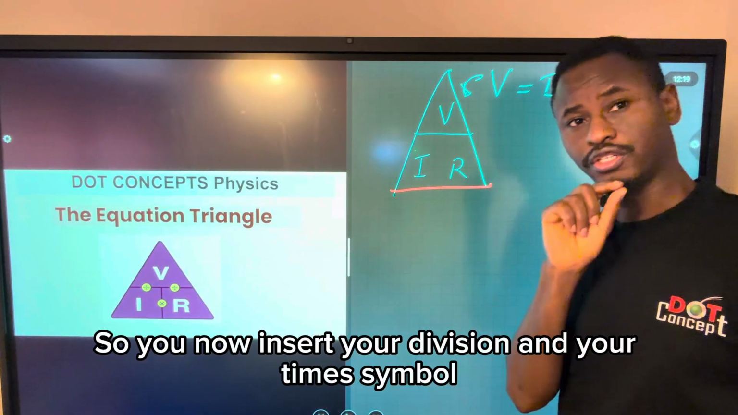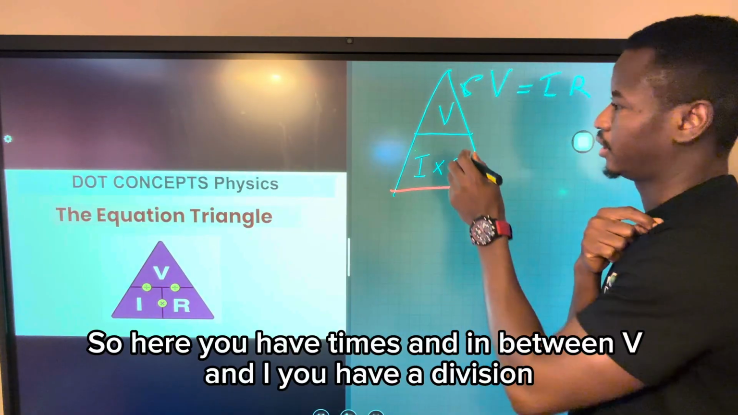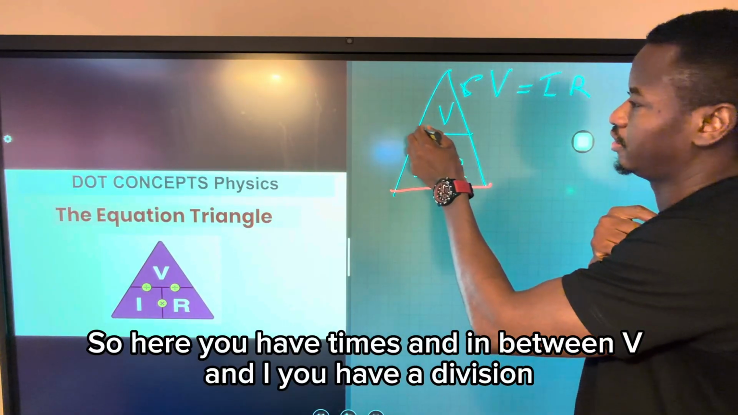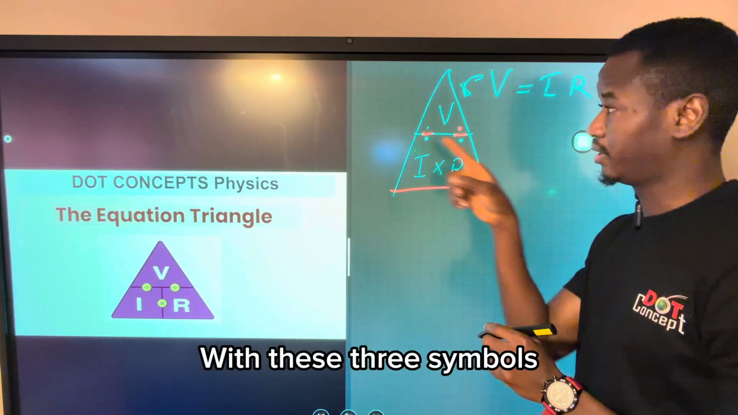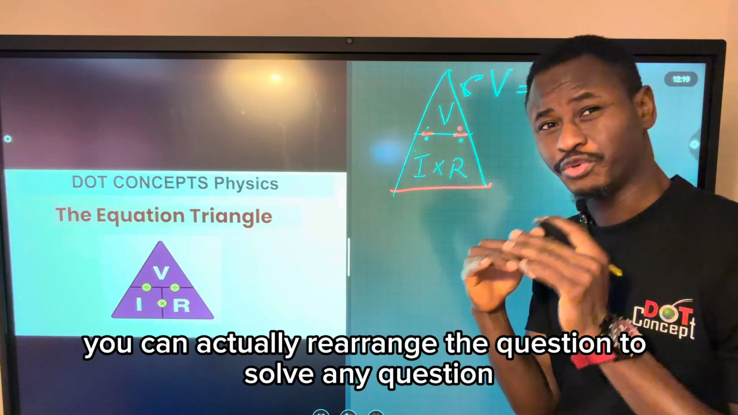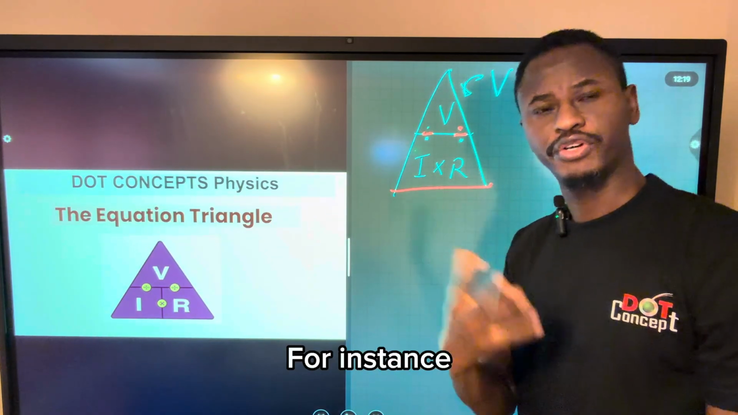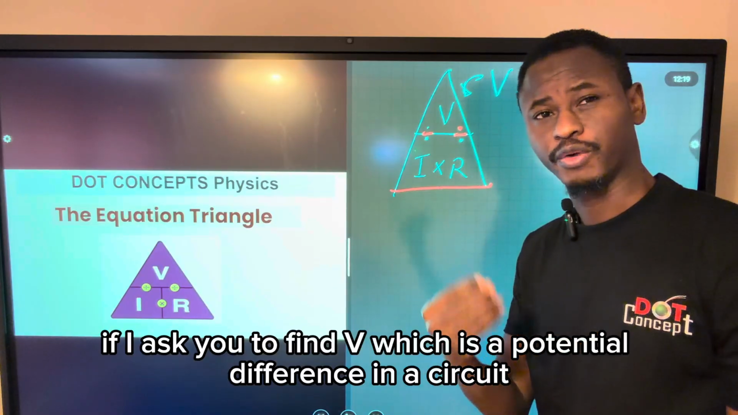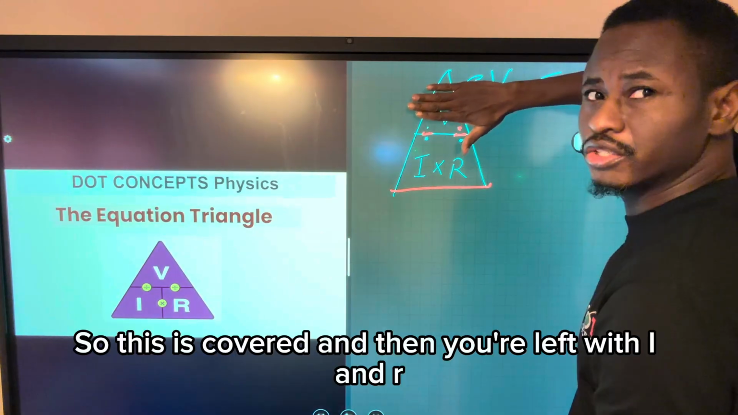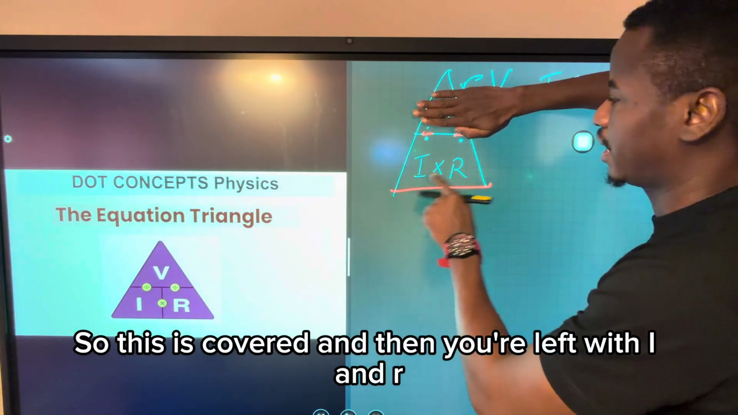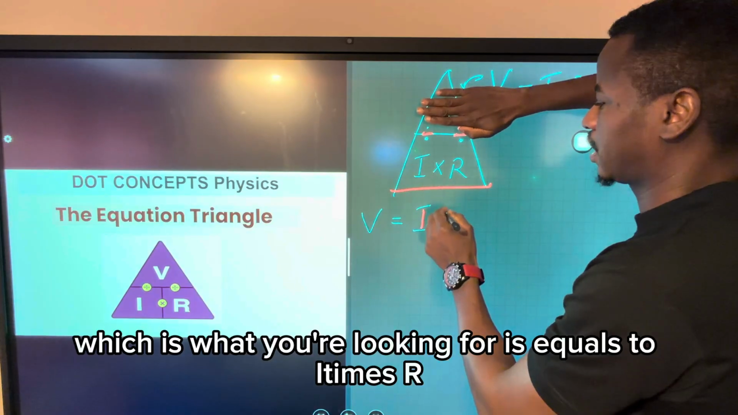So you now insert your division and your times symbols. Here you have times between I and R, and between V and I you have a division, and then between V and R, you have another division sign. With these three symbols, you can rearrange the equation to solve any question in simple circuits. For instance, if I ask you to find V, the potential difference in the circuit, all you need to do is to cover it up. You're left with I and R. So V, which is what you're looking for, is equal to I times R.